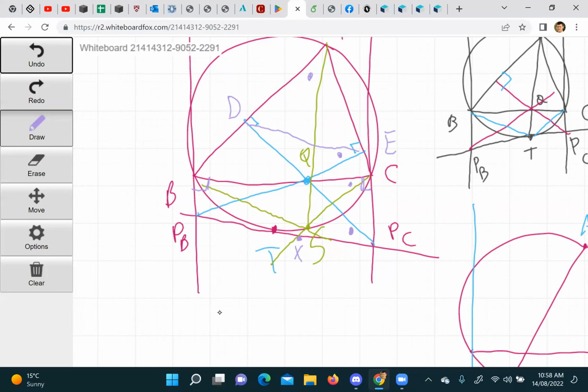Wait, QX. Like from the cyclic chord, QXPC is 90, and then from the other cyclic chord, QYPB is also 90. Yes, 90 degrees. So that proves that X and Y are equal. So that proves the line is touching the circle there.